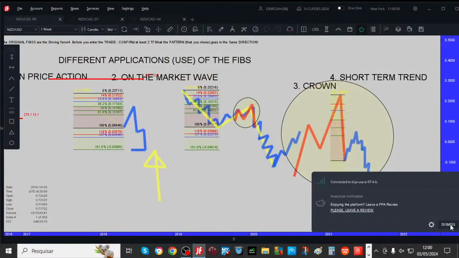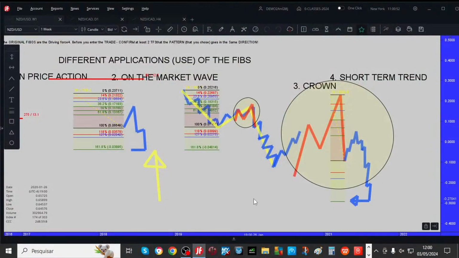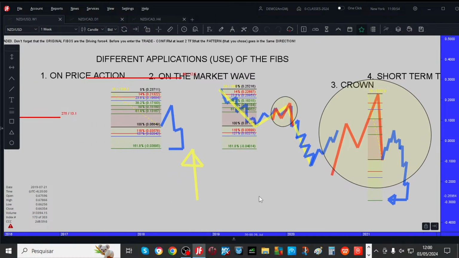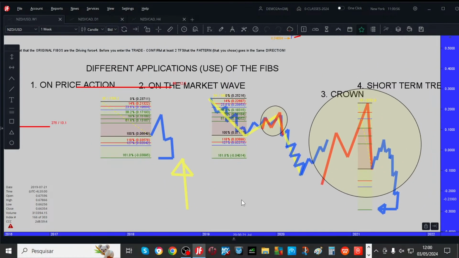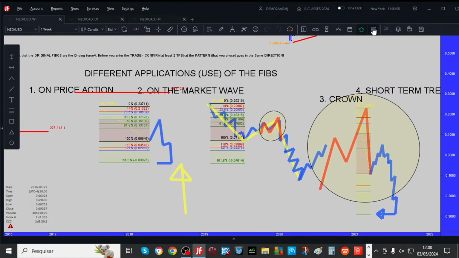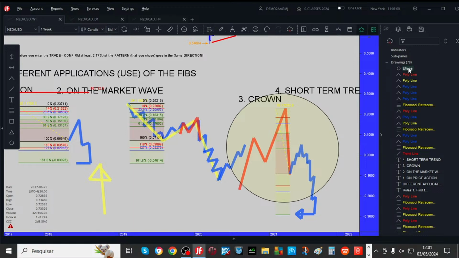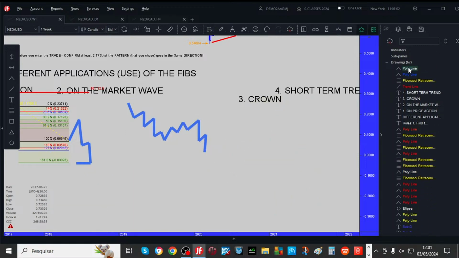All right, so what I want to talk about today is strategies. What I want to talk about today is risk management and trade management rules.